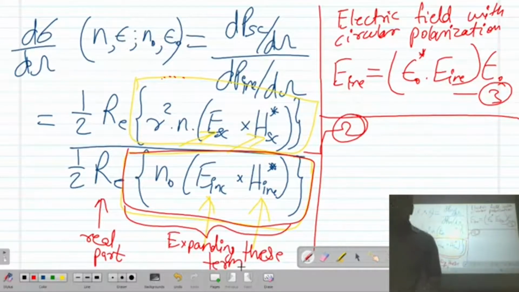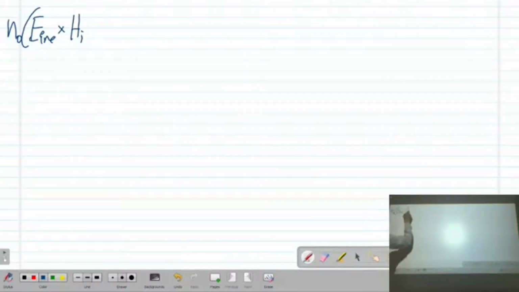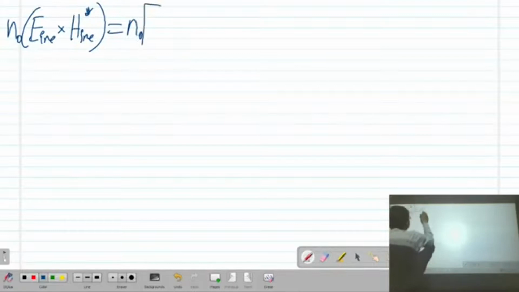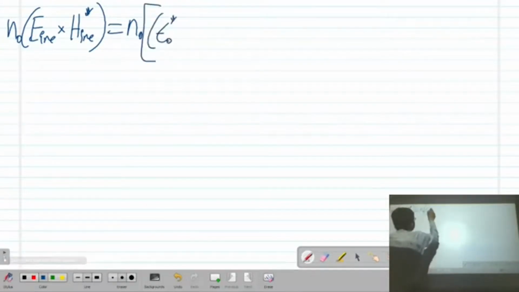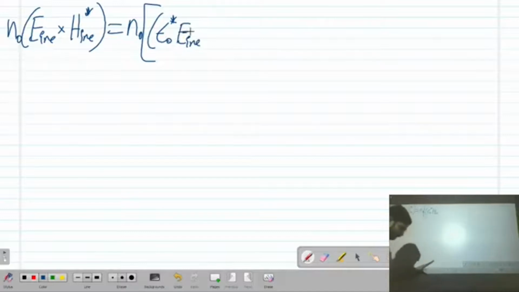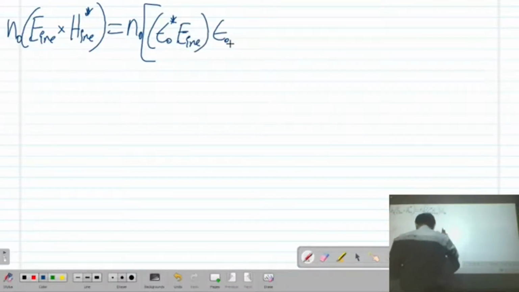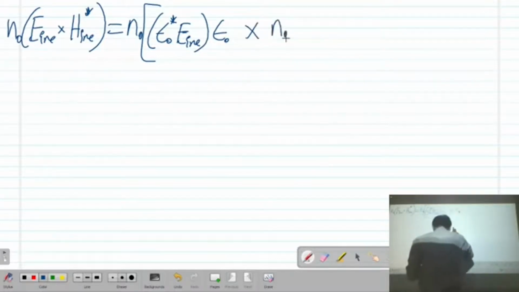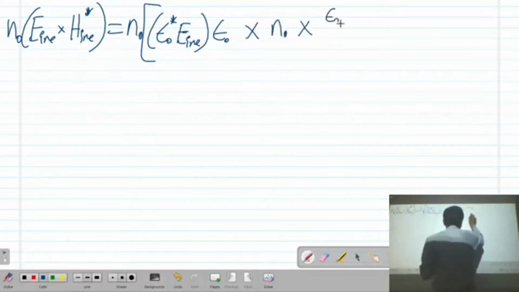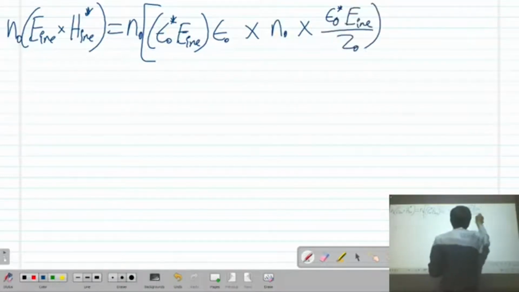So what we are going to have is we are expanding this term and we will have n0 E incident cross H incident conjugate is equals to n0, substituting the value of psi 0 conjugate E incident, substituting the value of E incident from that assumption. This will have psi 0 cross n0 cross psi 0 conjugate E incidence by Z0.